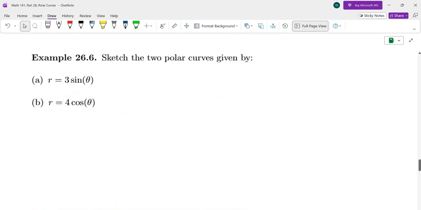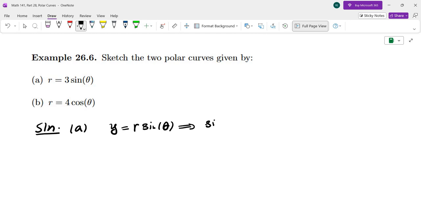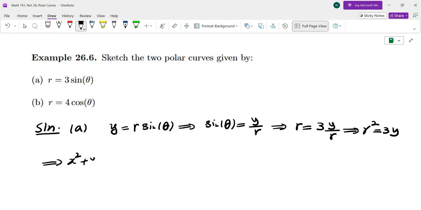Sketch the two polar curves given below. The first one is r equals 3 sine of theta. The best way of drawing this one is to turn it into Cartesian. Remember that y is r sine of theta, so sine of theta is equal to y over r. Plugging that into the equation, we get r equals 3y over r, which means r squared is equal to 3y, which means x squared plus y squared is equal to 3y. So that gives us x squared plus y squared minus 3y equals 0.